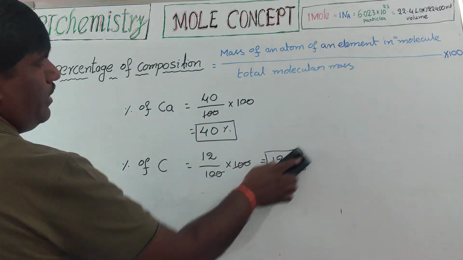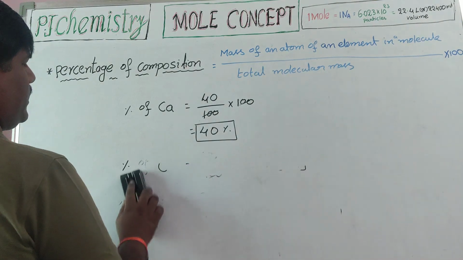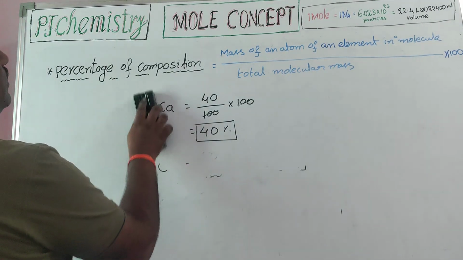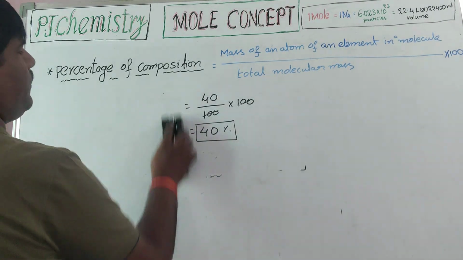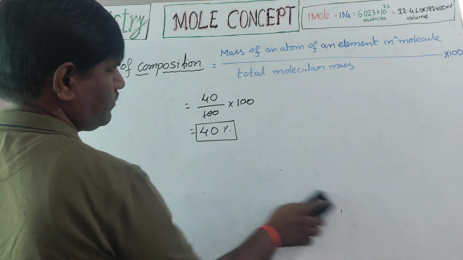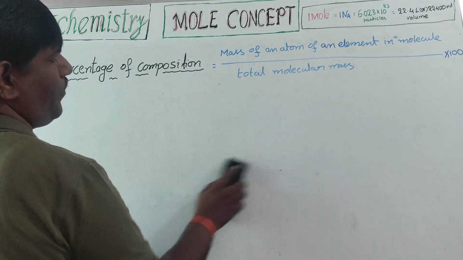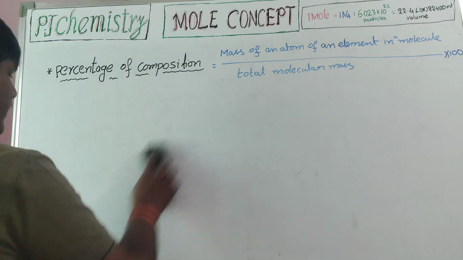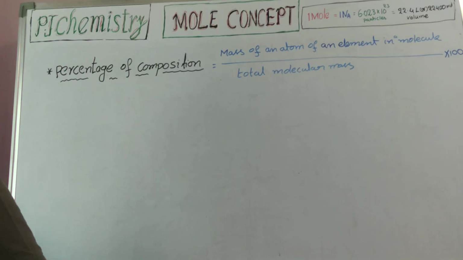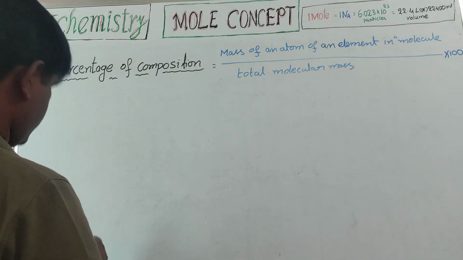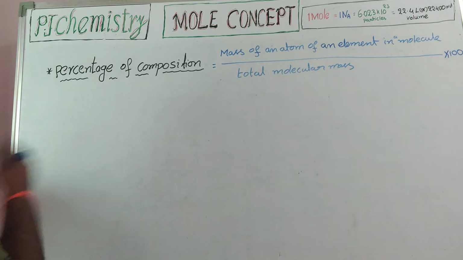Calculate the mass percentage of composition in acetic acid. Acetic acid. What is the formula for acetic acid? CH3COOH. Acetic acid.